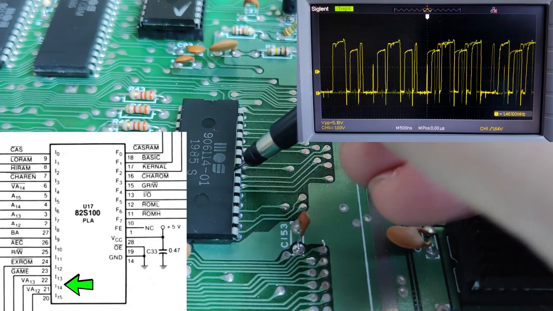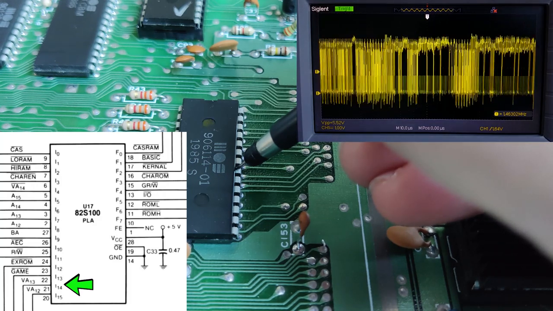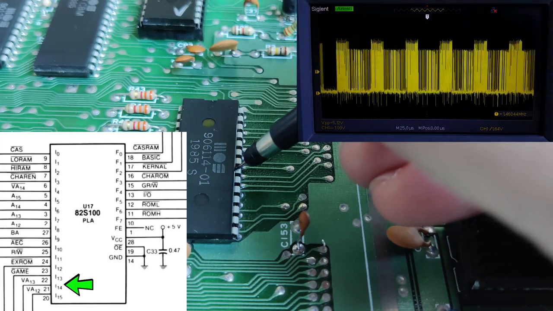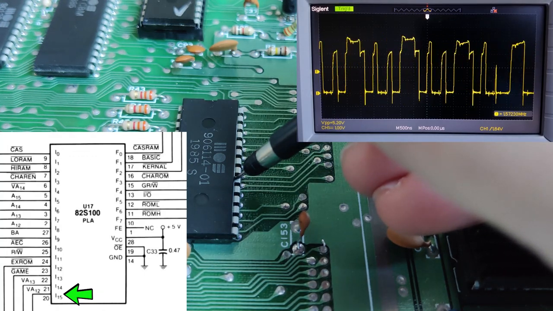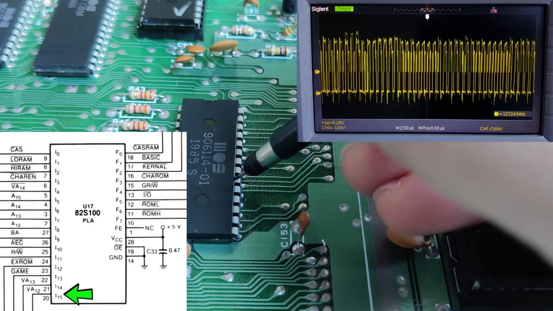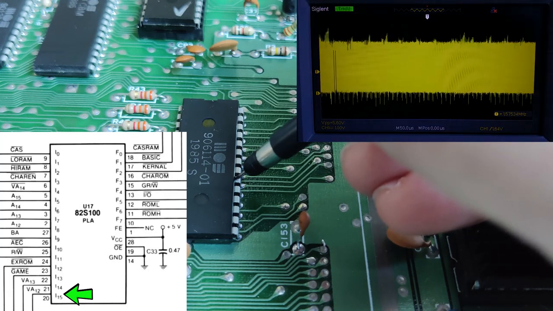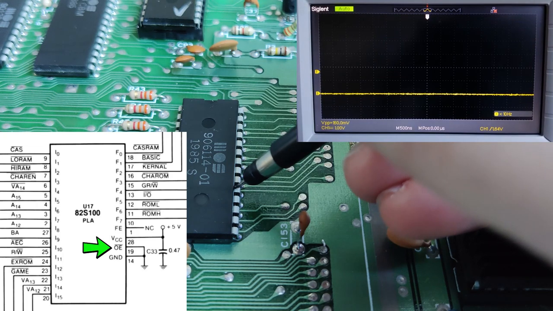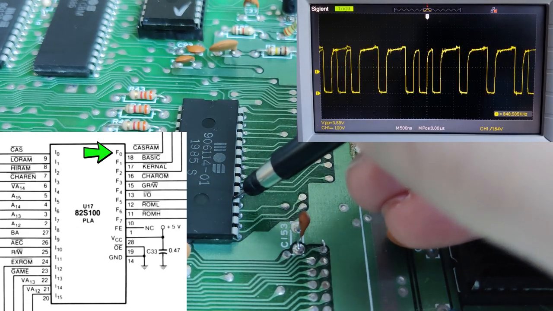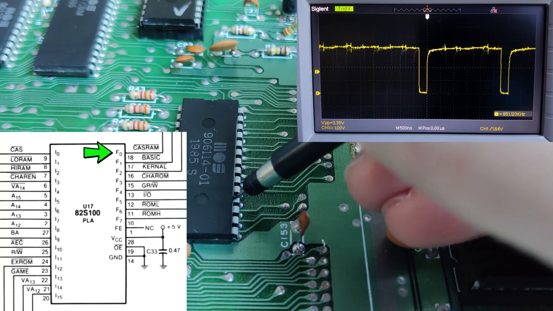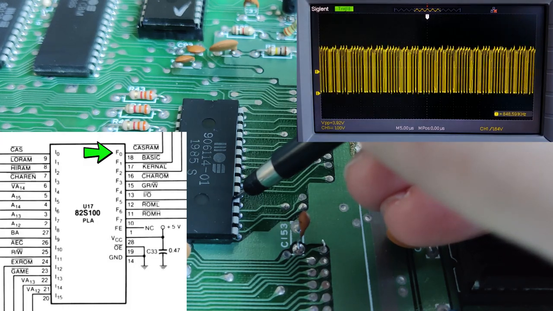Pin 21 is input 14 and is connected to video address 13. Pin 20 is input 15 and is connected to video address 12. Video address lines 12 and 13 are connected to the VIC and to the DRAM multiplexers. Pin 19 is the output enable pin of the PLA and is always connected to ground, so is always active. Pin 18 is output 0 and is connected to CASRAM. CASRAM is directly connected to all of the CAS pins of all DRAM chips.